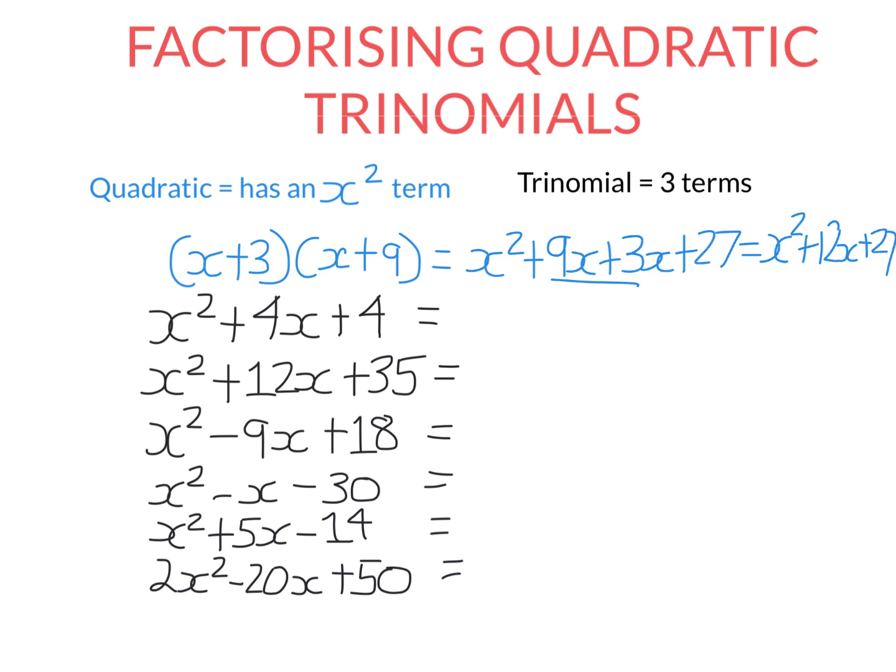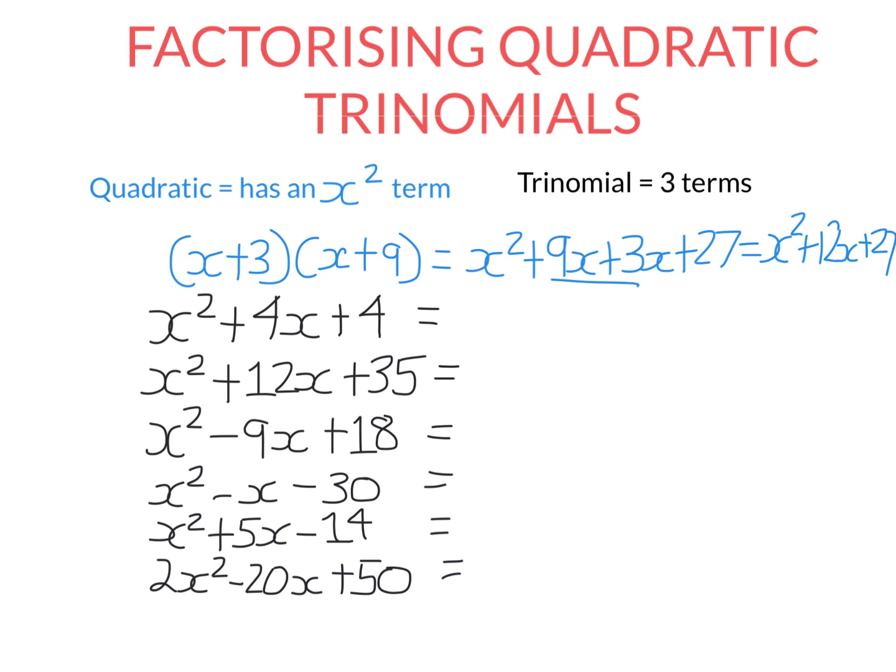So what's going on here? When we expand this using FOIL, note that we have an x squared term, of course. The coefficient of x, though, is just 3 plus 9. And then the constant term is 3 times 9. When we use FOIL, when we expand, the two numbers in the brackets multiply to give this term, and they add together to give this term. So when we're factorizing, we're just going to use that. We're going to do it in reverse.